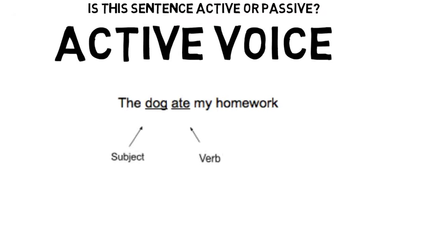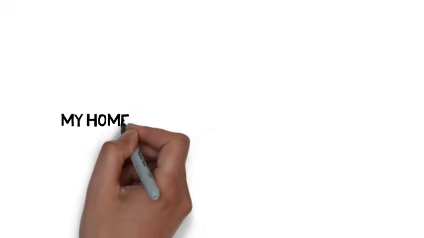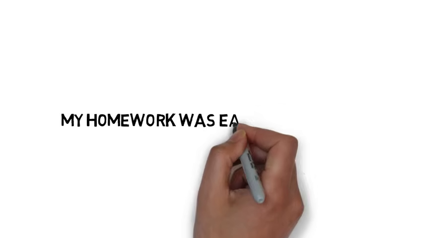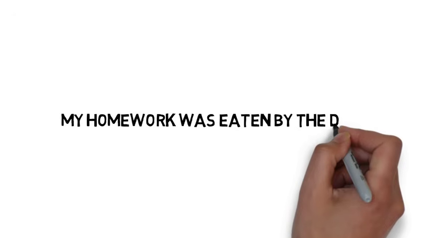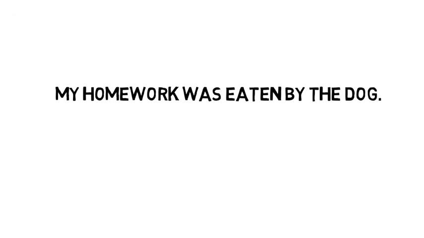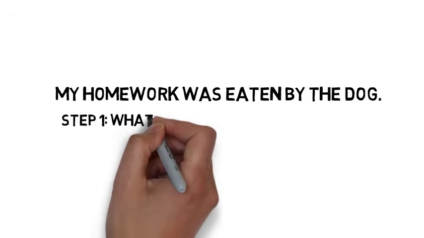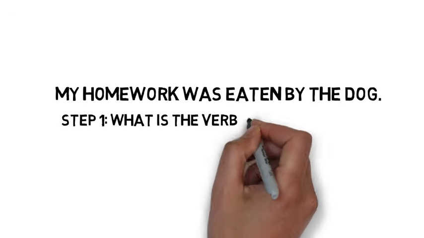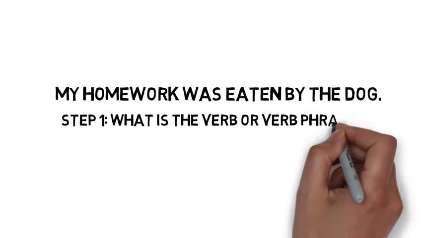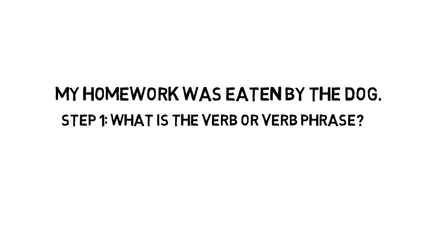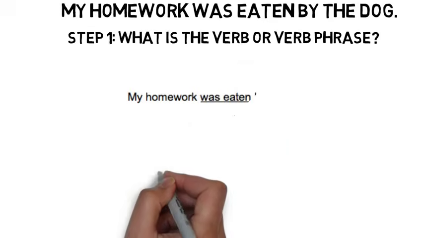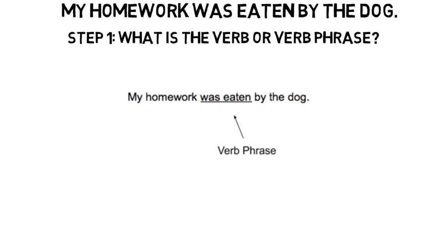Now, what if the previous sentence was written like this? My homework was eaten by the dog. Let's figure out if this sentence is active or passive. Step 1. What is the verb or verb phrase in this sentence? You have 5 seconds to think. Go. The verb phrase in this sentence is was eaten.